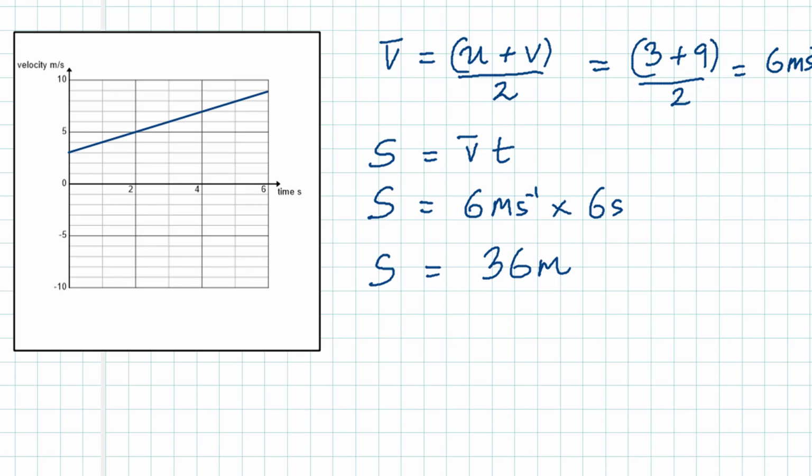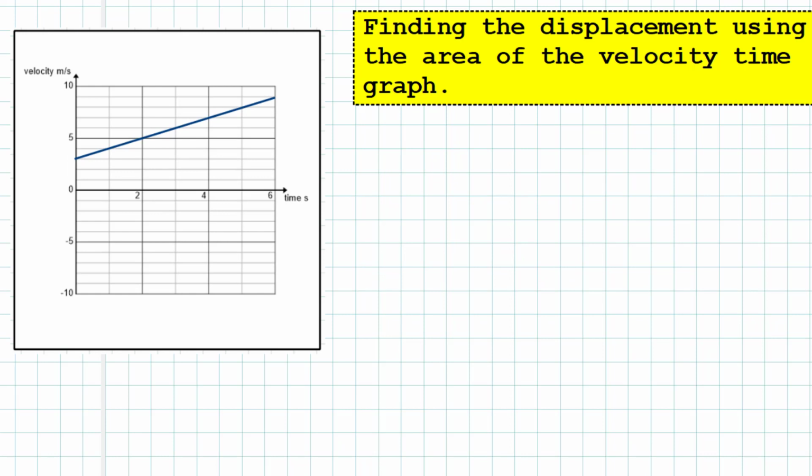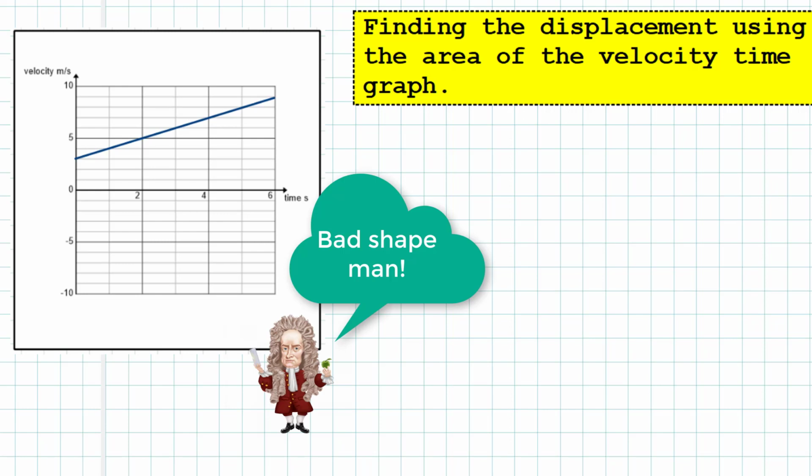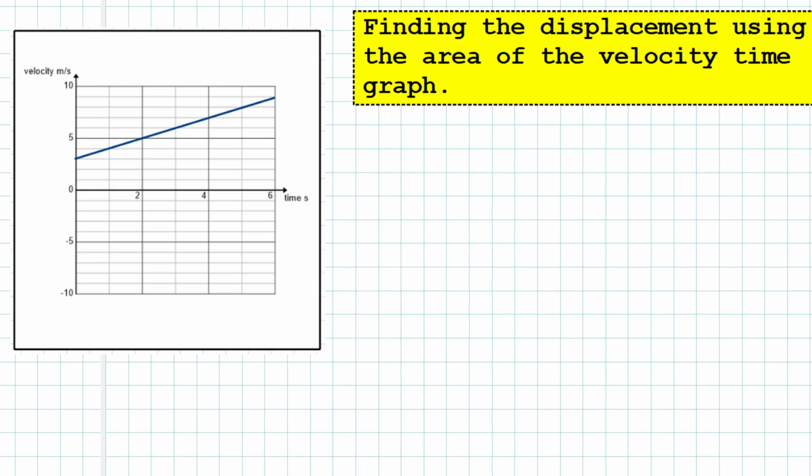Now, the second method is to work out the area of the velocity time graph. The area of a velocity time graph will give you the value of the displacement. This is the same motion starting at 3 meters per second, ending up at 9 meters per second. So all we have got to do is work out the area of that velocity time graph. It's not in a particularly good shape, so what we do is we divide it up into two shapes that we can find the area of. And the first one is going to be the rectangular shape, a rectangle which fits in here.